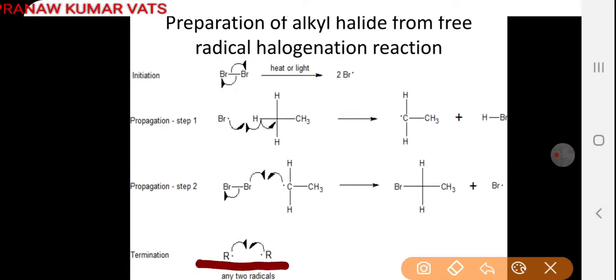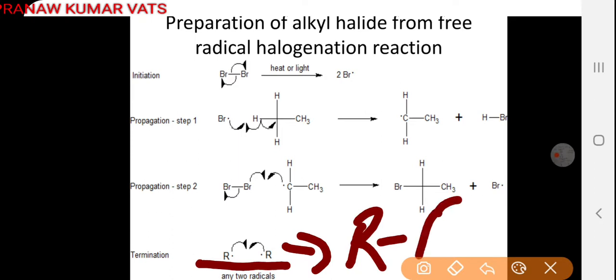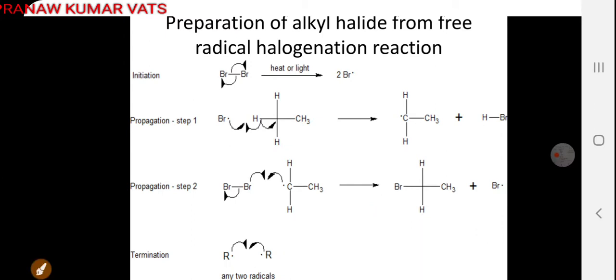In the termination step, two free radicals will come in contact with each other, and so there will be no more free radical. When they collide with each other, it results in formation of hydrocarbon. When there are no more free radicals, the reaction will not proceed and will terminate.